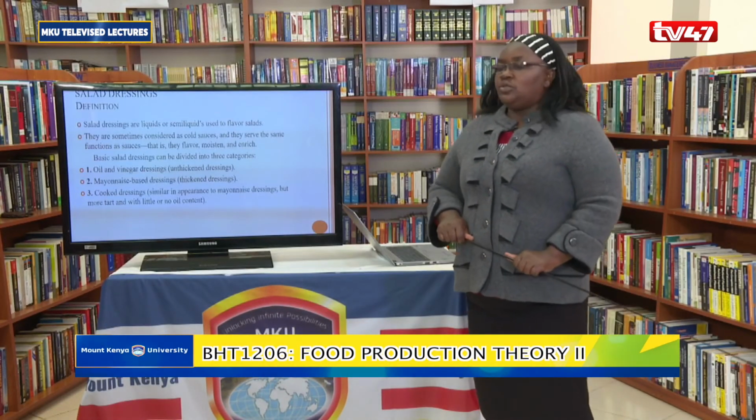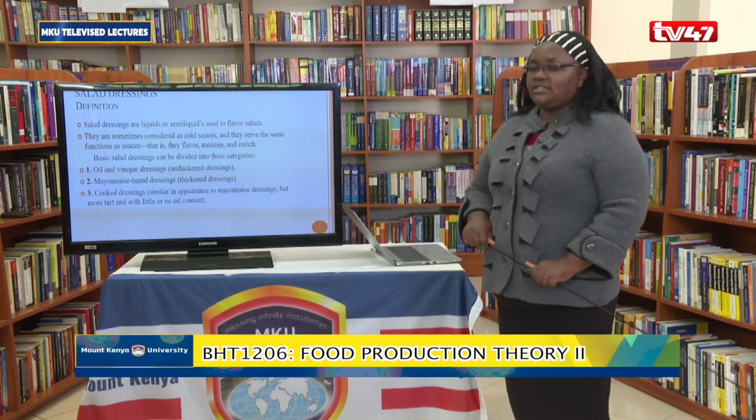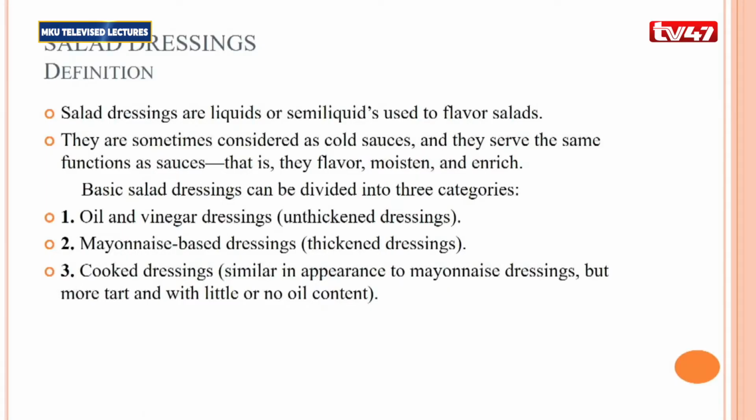And I want us to look at the definition of a salad dressing first. We are saying that salad dressing is a liquid or a semi-liquid that is used for flavoring salads. Sometimes we consider it a sauce, because mostly what it does is moisten our food, add richness, and add flavor. That is why sometimes we also refer to it as a cold sauce.